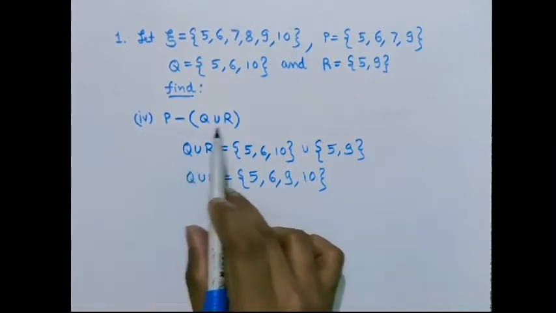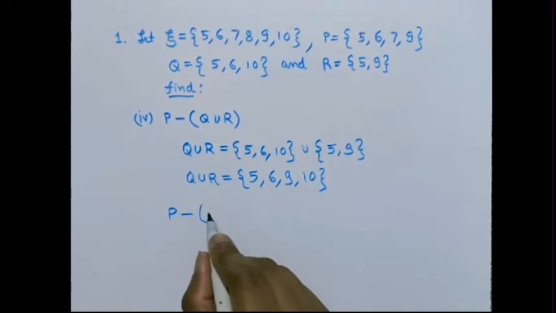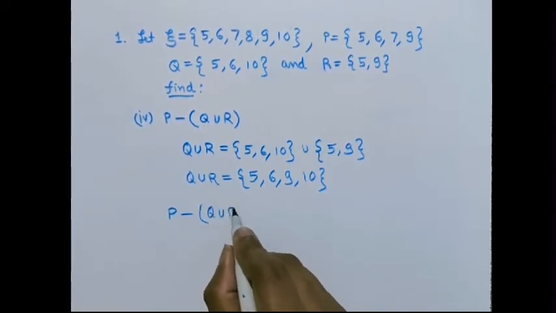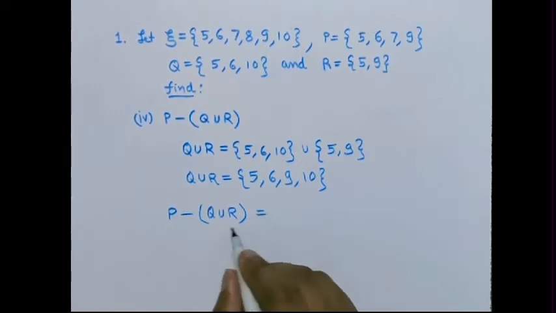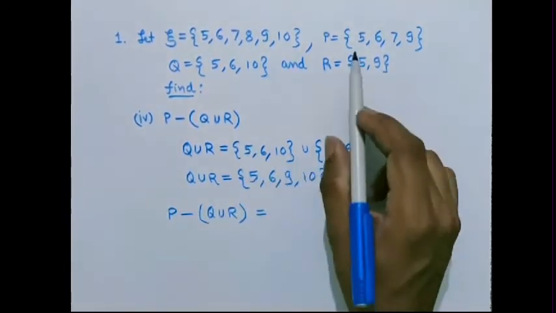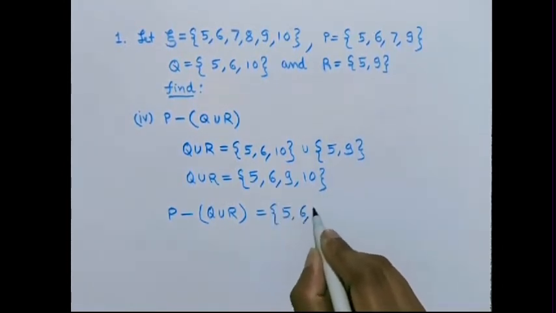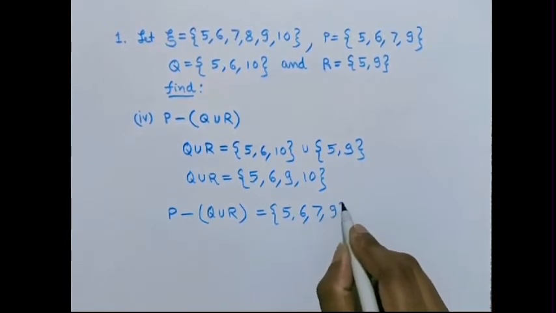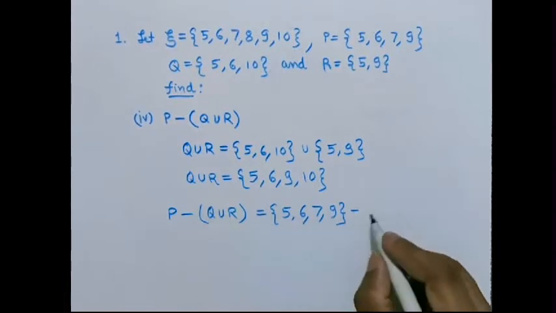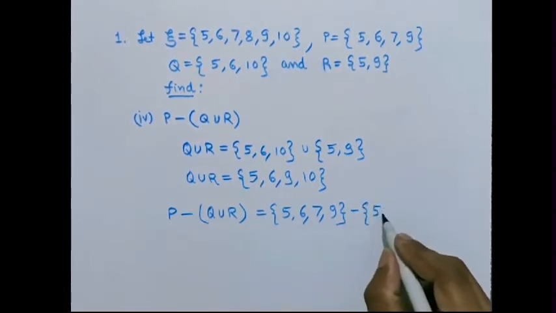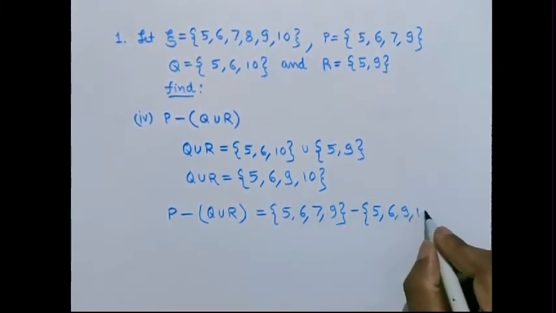Now we can solve this. So P minus Q union R will be equal to, let's write the elements of P, that is 5, 6, 7, 9 minus the elements of Q union R. What are they? 5, 6, 9 and 10.